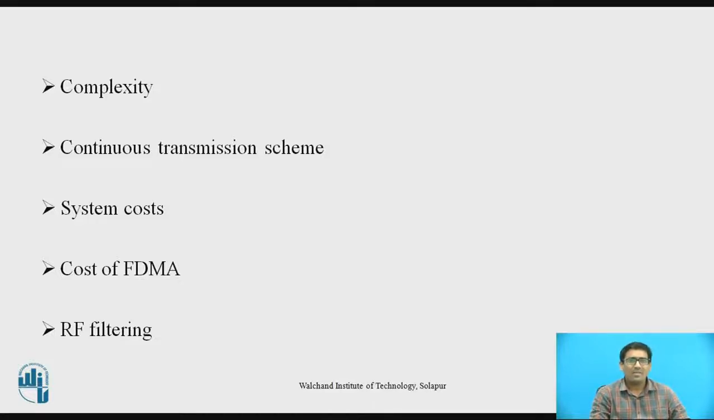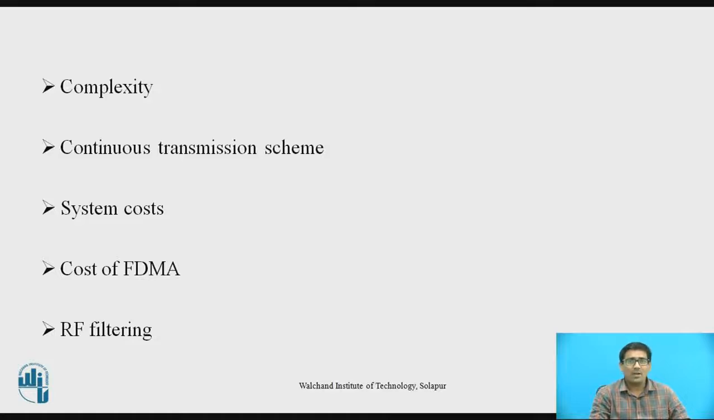Since FDMA is a continuous transmission scheme, fewer bits are needed for overhead purposes such as synchronization and framing bits as compared to TDMA. FDMA systems have higher cell site system cost as compared to TDMA systems because of the single channel per carrier design and the need to use costly bandpass filters to eliminate spurious radiation at the base station.